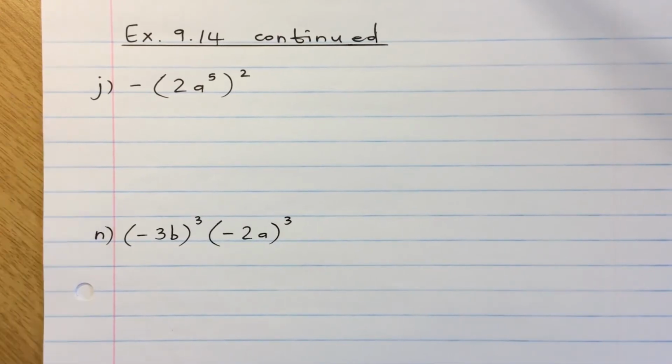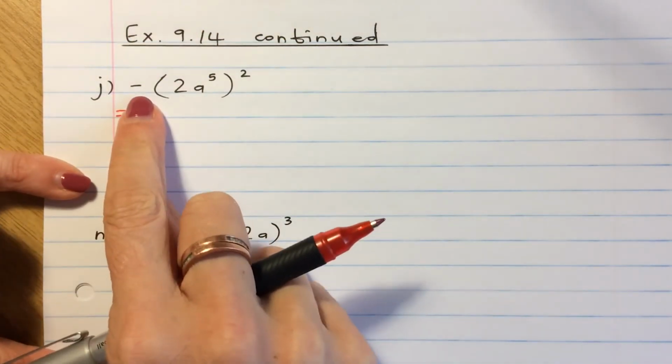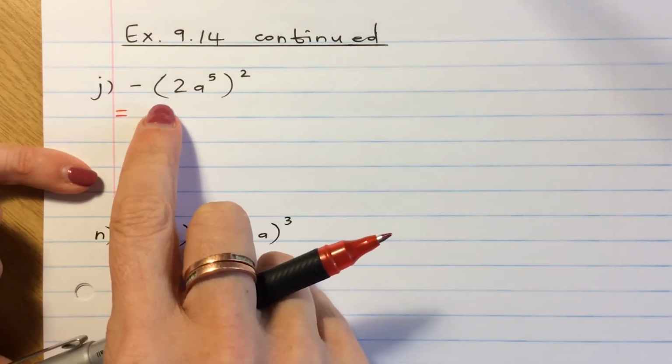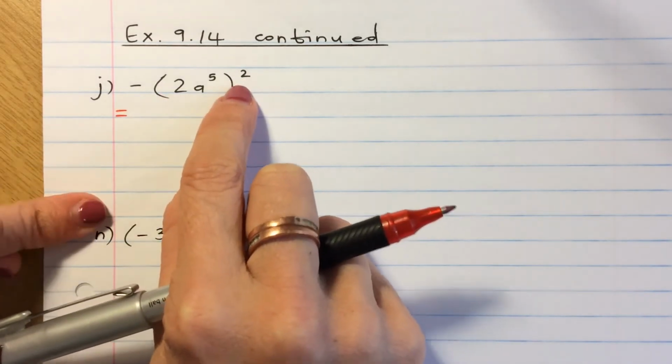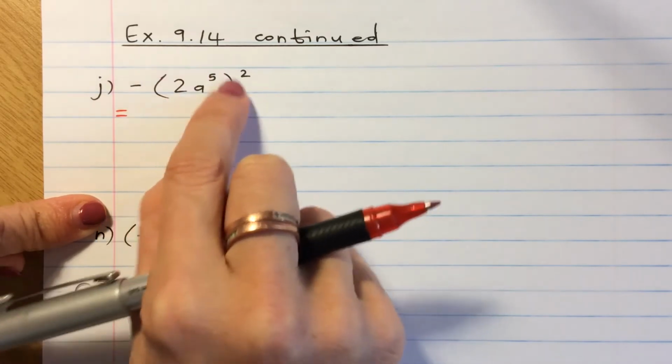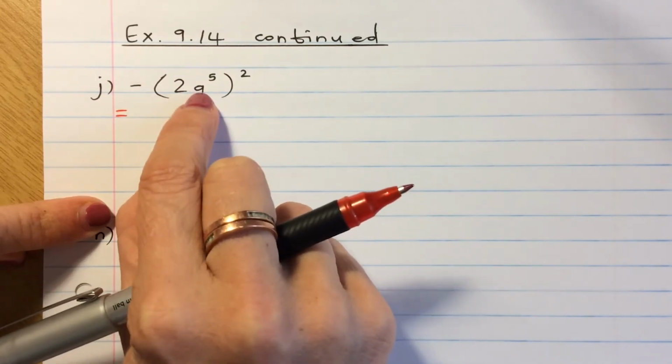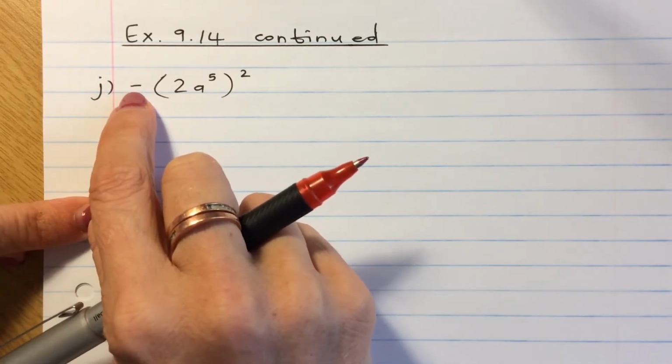Okay, we're going to continue here with question J. So write the question J down. You can see that there's a negative in front, which is a little bit different now. We need to realize that this squared behind the bracket only belongs to what's happening inside that bracket. It doesn't have anything to do with the negative.